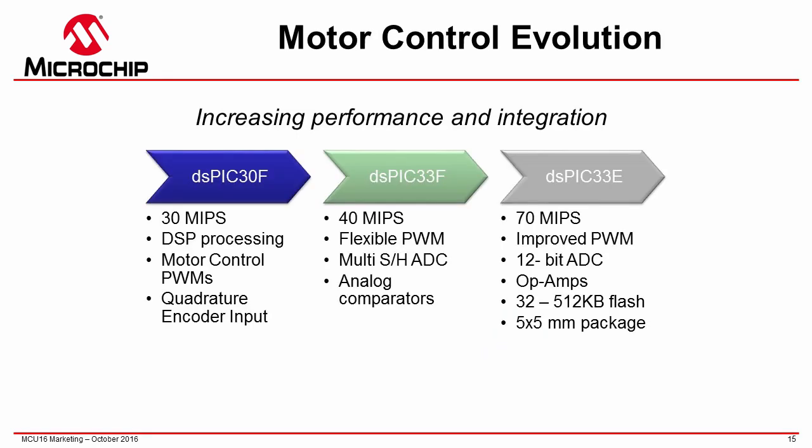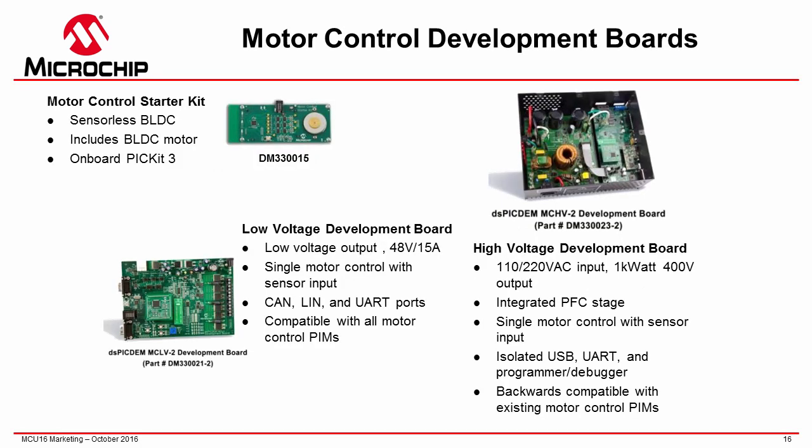Device families we target with MATLAB Simulink Rapid Prototype solutions are DSPIC33E. This is the actual workhorse in motor control. It's a 70 MIPS single cycle instruction DSC platform with improved PWM, features 12-bit A to D converter, a lot of op-amps and comparators included, and devices available up to 512 kilobytes of flash, also available in very small packages with a 5x5 millimeter.